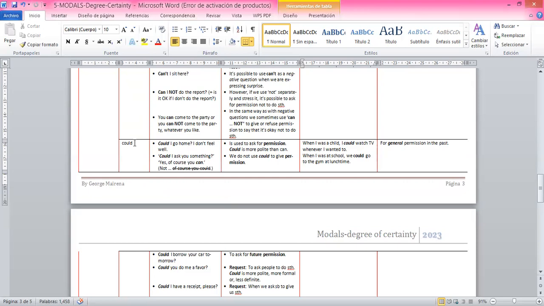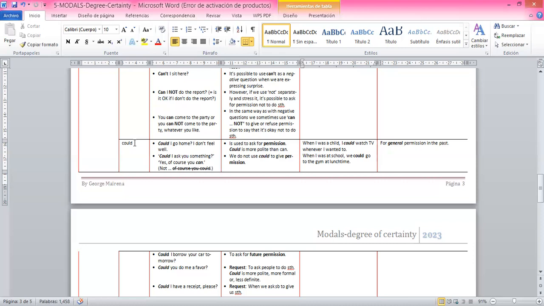I asked you with "can" if you want to enter the classroom. Can I enter the class? Or can I come in? So that means that you're asking for permission. But if you want to sound polite, you can use "could". You can say, teacher, could I come in? Yeah, it sounds more educated, right?